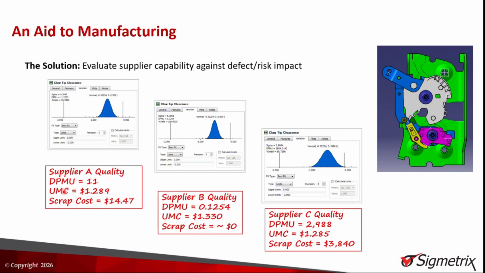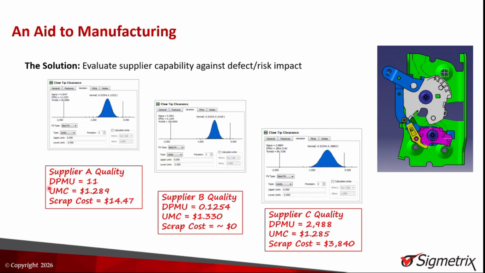So the DPMU result is actually calculated by CETOL. The input we need to get from the supplier is the Cp value. Once we insert the Cp value from the supplier into CETOL to define the dimension control, we are able to generate this result.